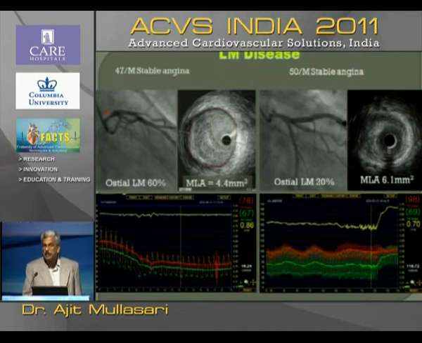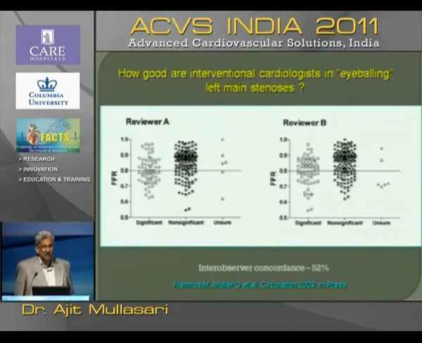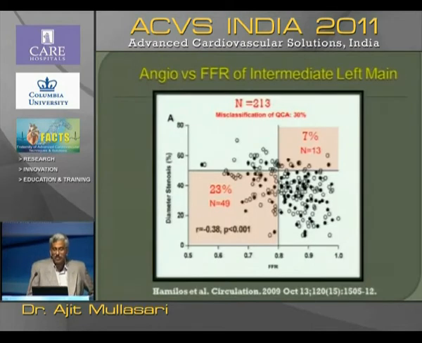So clearly, it's important to use FFR to make a definition. How good are interventional cardiologists in eyeballing? 50% inter-observer concordance in left main stenosis. So clearly, we're not very good at two people saying the same thing in left main stenosis. 23% of patients with left main disease get overtreated, and 7% get undertreated in an intermediate left main stenosis.